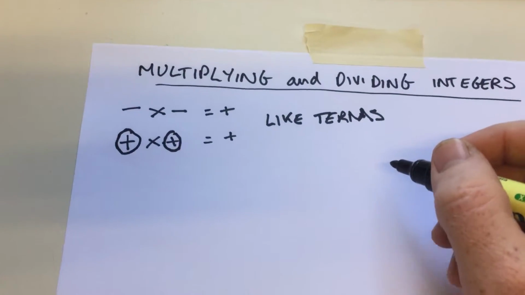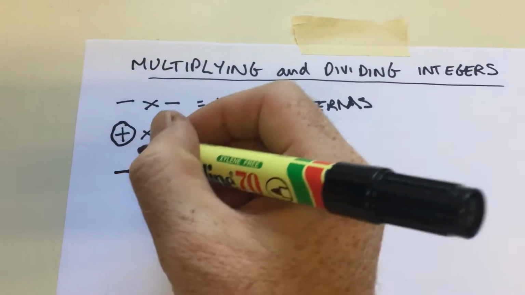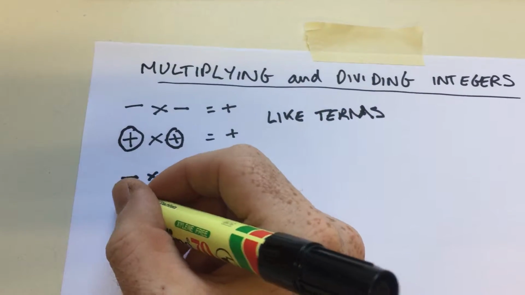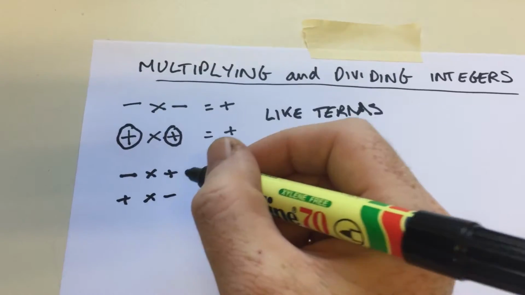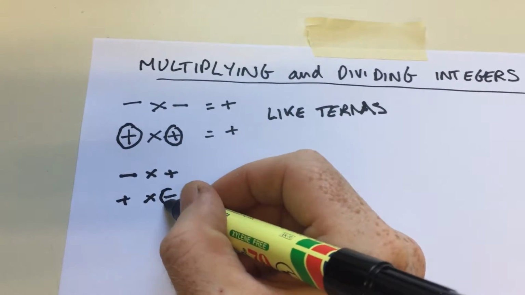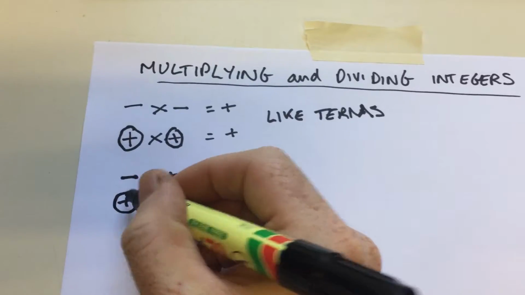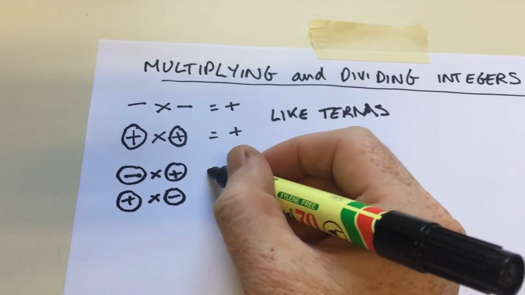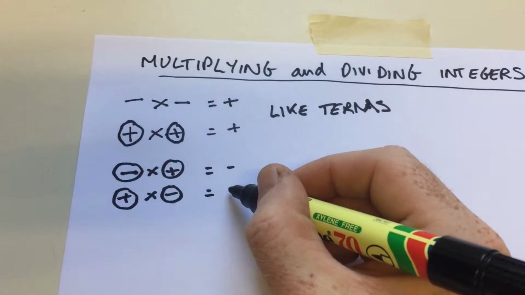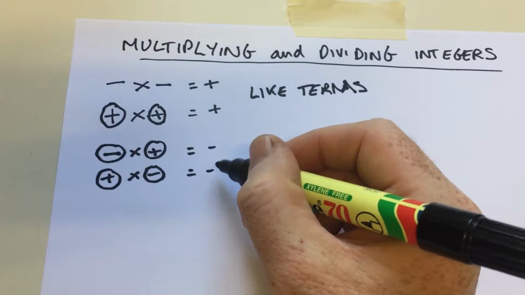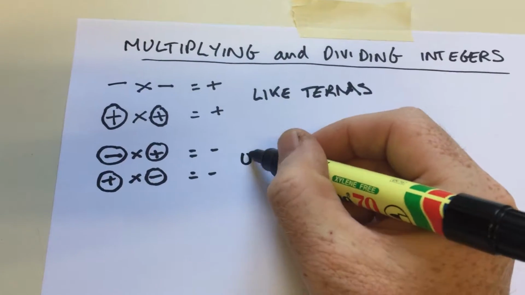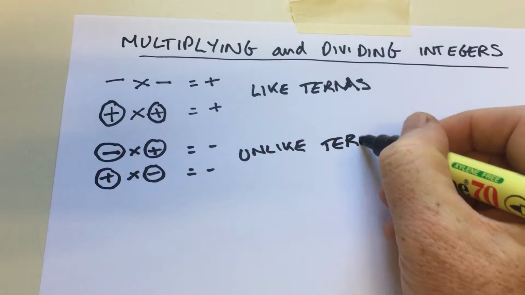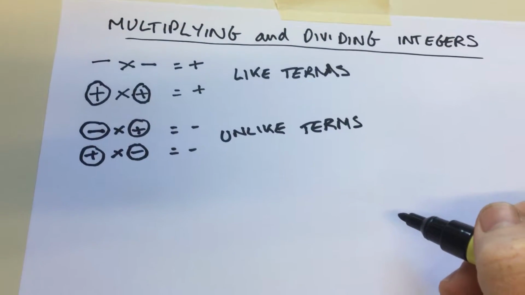However, unlike terms are different. If I had a negative and I wanted to multiply that by a positive, or if I had a positive and I wanted to multiply that by a negative, see how these are unlike terms. A minus is unlike a plus. Then if you multiply unlike terms, you always get a negative answer. These are unlike terms. So let's have a look at some examples to show you how it works.